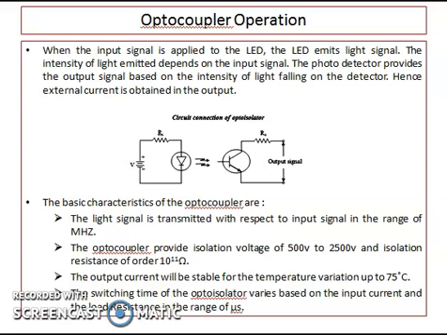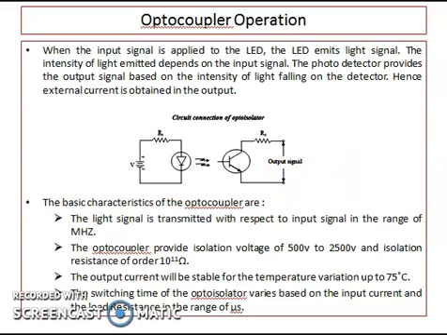The photodetector provides the output signal based on the intensity of the light falling on it. So depending upon the voltage or signal, light energy is emitted from here, and depending upon the intensity of light, the transistor will conduct and the collector current varies, and we are able to get the output here.